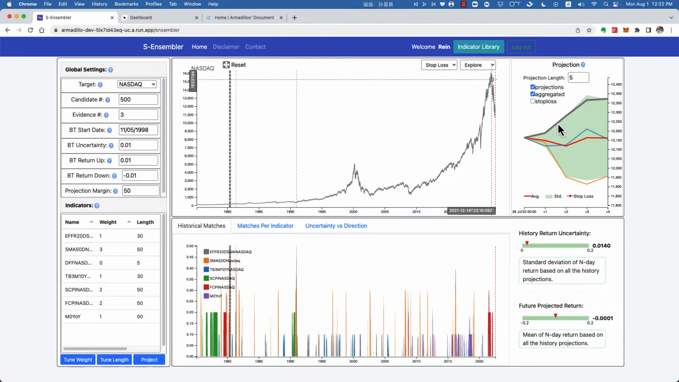For example, here means 5 days after the matched location in 1980, and this means 5 days after the matched location in around 1981, and here means the 5 days after the matched location in 1990, and what the trend of Nasdaq looks like. And then we compute the average line, which is the mean of the three curves, which is the red line, and that is our projected trend of Nasdaq into the future.